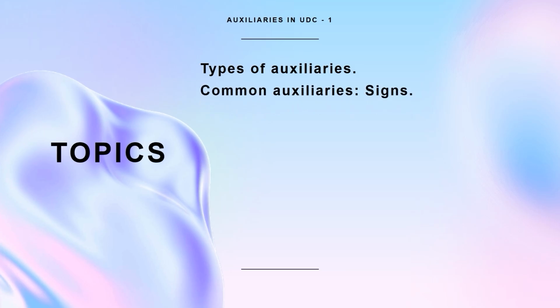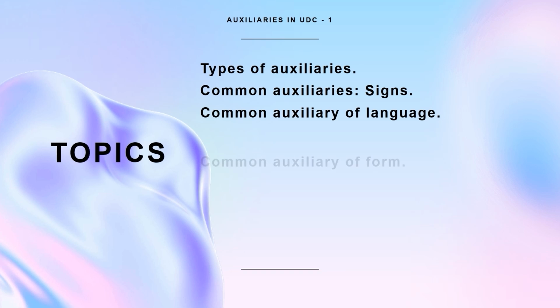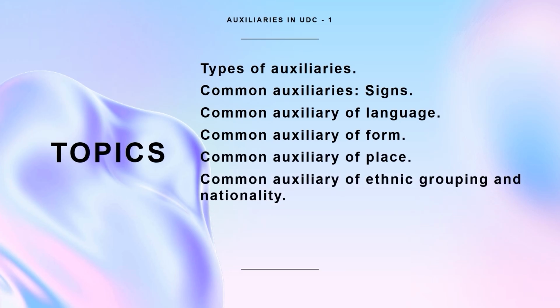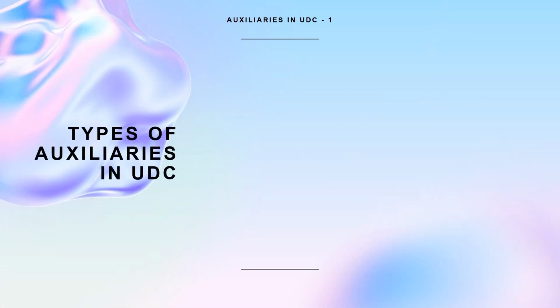Today's discussion will cover the main topics: types of auxiliaries used in universal decimal classification, common auxiliaries sign, common auxiliaries of language, common auxiliaries of form, common auxiliaries of place, common auxiliaries of ethnic grouping and nationality. Let's start. So, the types of common auxiliaries in UDC.